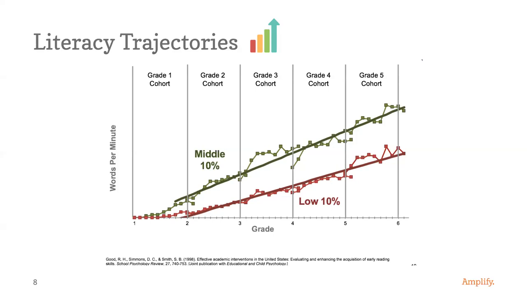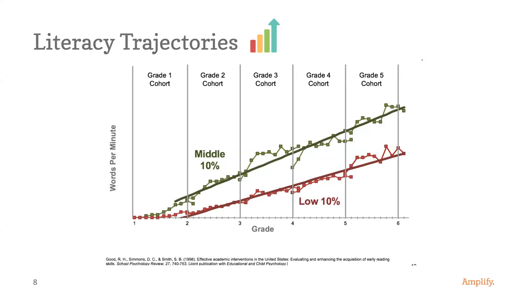We know that it becomes harder and harder to catch students up to where they need to be if they're struggling. What we're seeing here are the reading trajectories of two groups of students. The lowest 10% is in red, and the middle 10% is in green. And this is from a large sample of students from across the country.